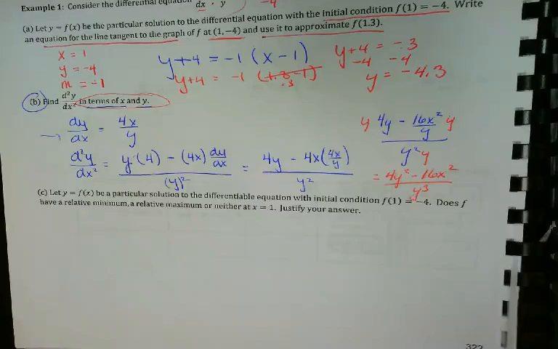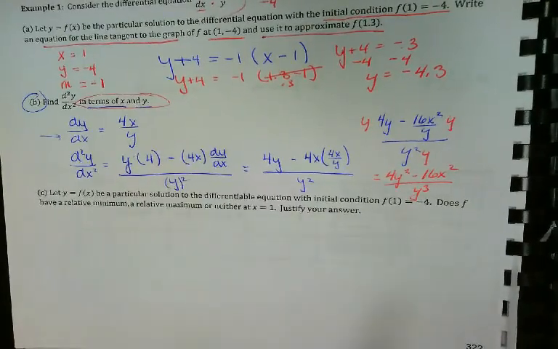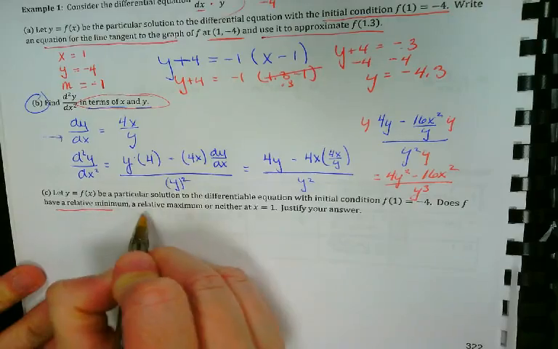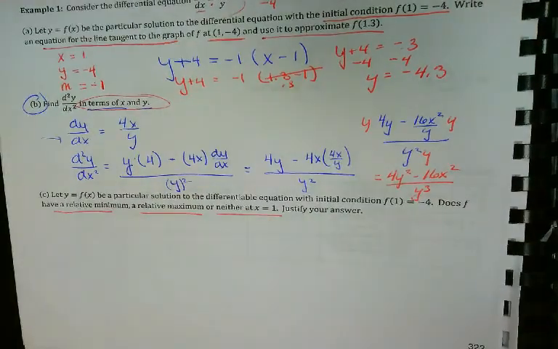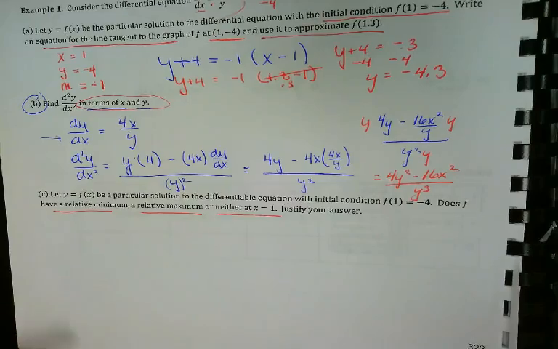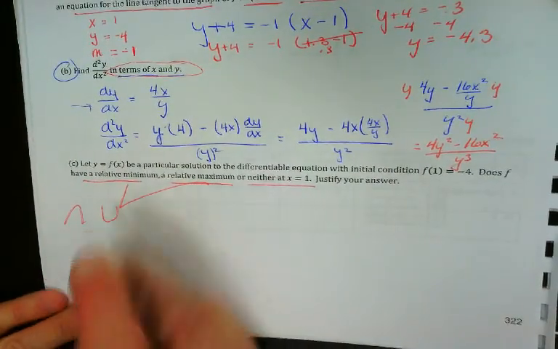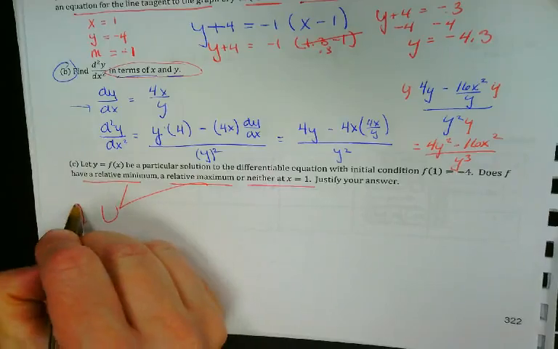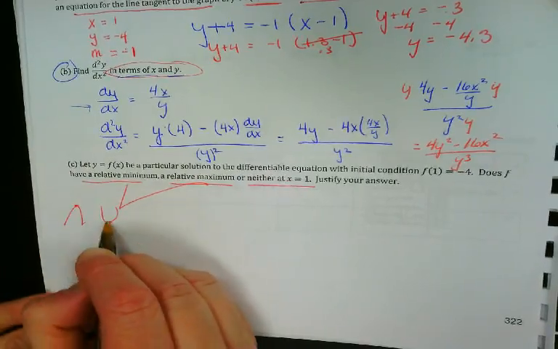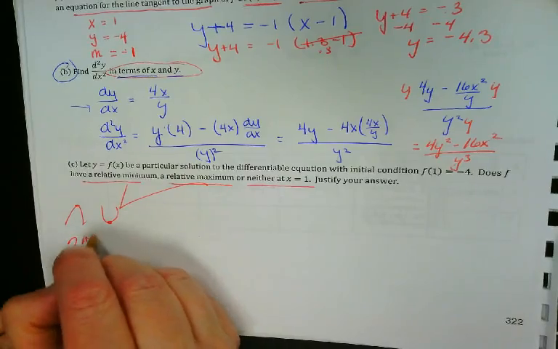Part C says, let y equals f of x be a particular solution to this differential equation. Does f have a relative min, max, or neither at x equals 1? Okay, so let's start with justifying. To say I have a min or a max, what has to first be true at that point? What does your slope have to be? 0. Excellent. This is called the second derivative test.